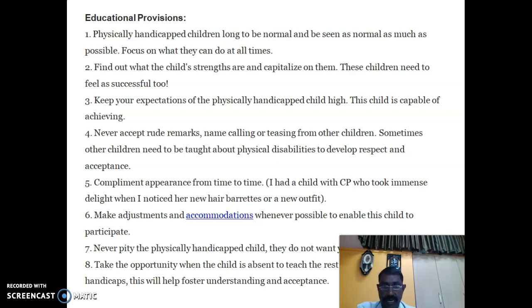Never pity a physically handicapped child. They do not want our pity. Take the opportunity when the child is absent to teach the rest of the class about physical handicaps. This will help foster understanding and acceptance.